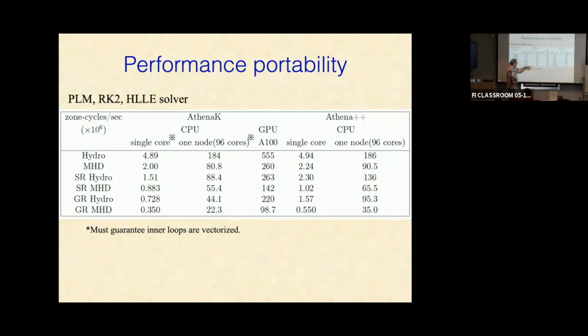Athena++ is a little bit faster for MHD, and that's because it's been vectorized so efficiently. And controlling vectorization in Kokkos is a little more complicated, and we haven't quite got there yet, but we know what to do. We just need to vectorize AthenaK a little bit more. But it runs really beautifully on the GPUs. I mean, we're getting 250 million zone cycles per second in full 3D MHD, which is really enabling.